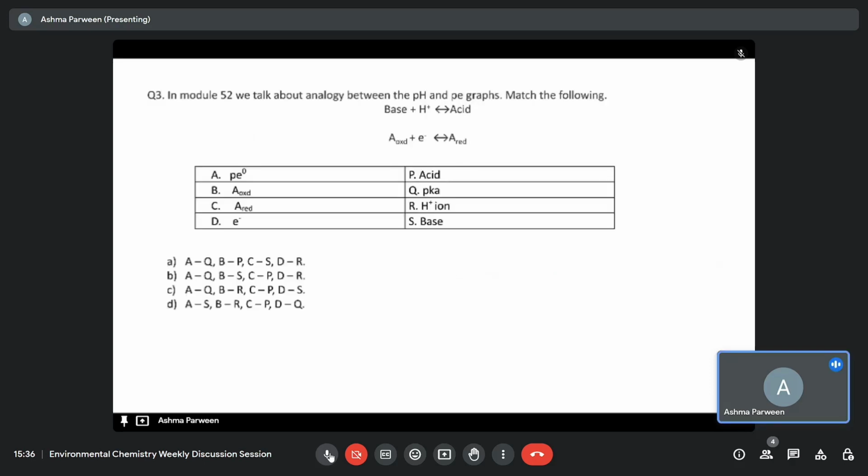So the third question is, in module 52, we talk about analogy between pH and pE graphs. Match the following. So based on the given two reactions, that is base taking H plus and forming acid, and any oxidant taking electrons and forming the reduced form, we have to find out what pE naught, an oxidant, a reductant, and electron signify in the acid base reaction. So again, I will give you 3 minutes. Just take your time and write the correct answer in the chat box.